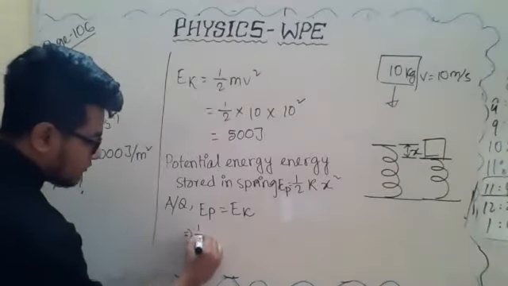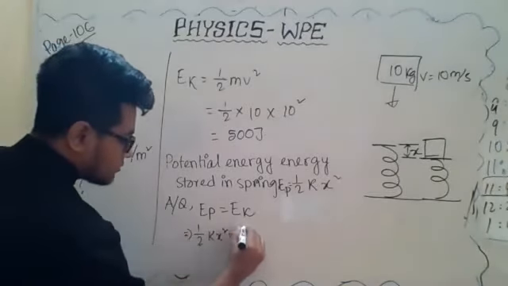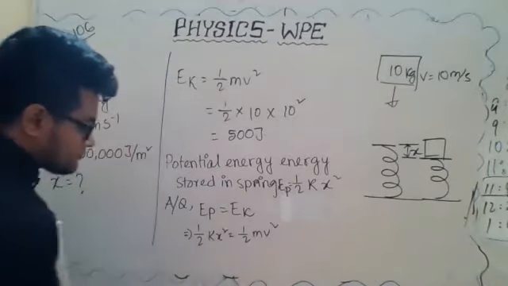So now if I put the values, half k x square is equal to half m v square.